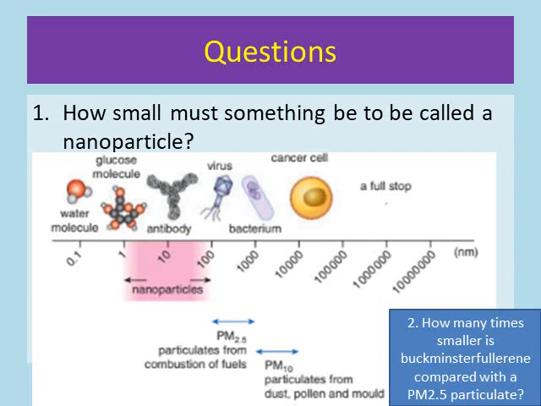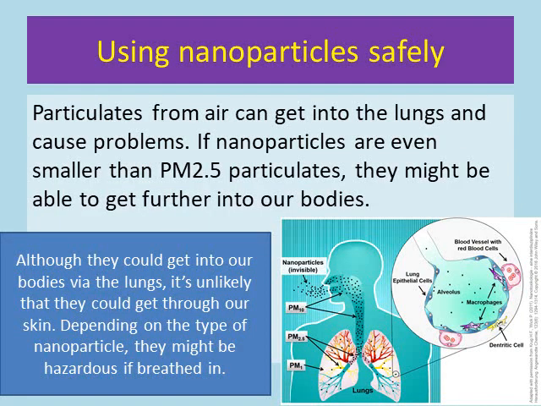So the answer to question 1 is it's between 1 and 100 nanometers. And the answer to question 2 is it's around 100 times smaller. Obviously, there's a range for both of them. The nanoparticles are between 1 and 100, and the PM 2.5 particulates are between 100 and 1,000. But if you take a generalization, it's going to be around 100 times smaller than the particulate, which is found in the air. So we're going to talk a little bit more about particulates now.